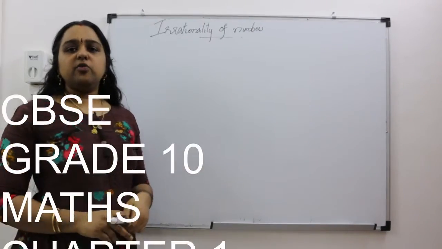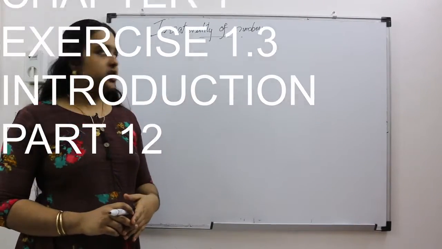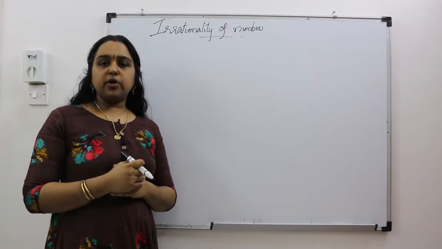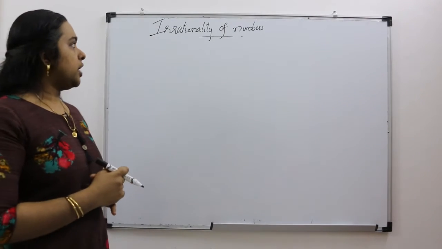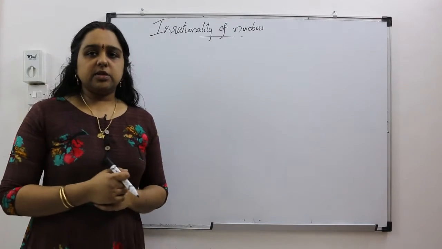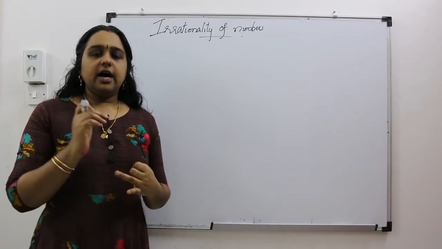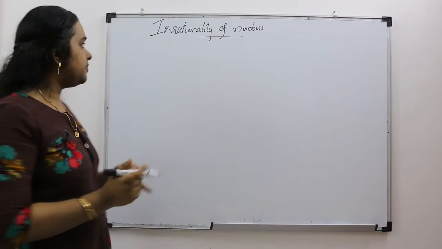Welcome back. We are moving on to our next section, that is irrationality of numbers. That is exercise 1.4 in your textbook. You know what irrational numbers are. We have discussed rational numbers and irrational numbers. I will explain once again.